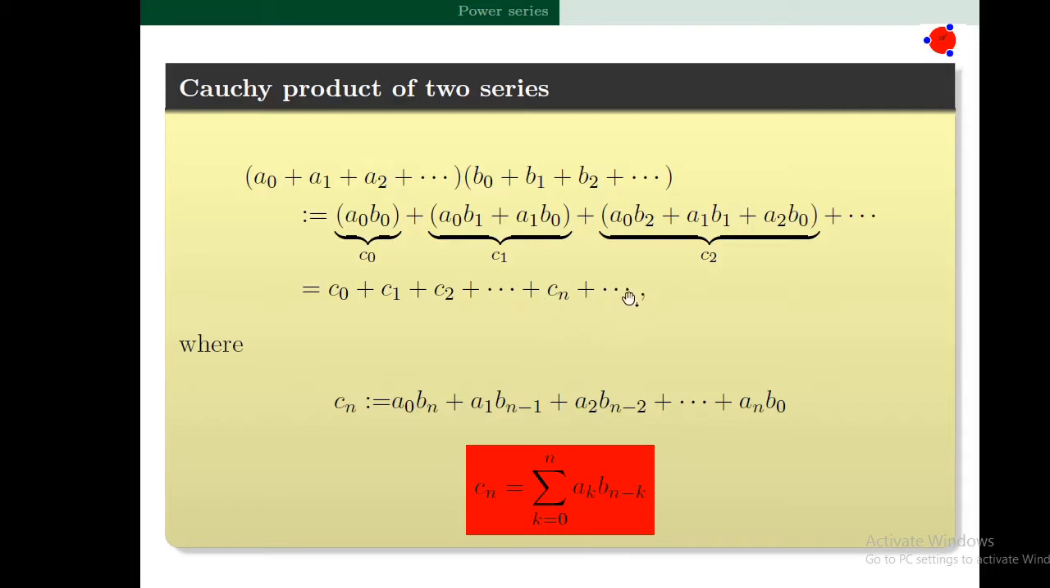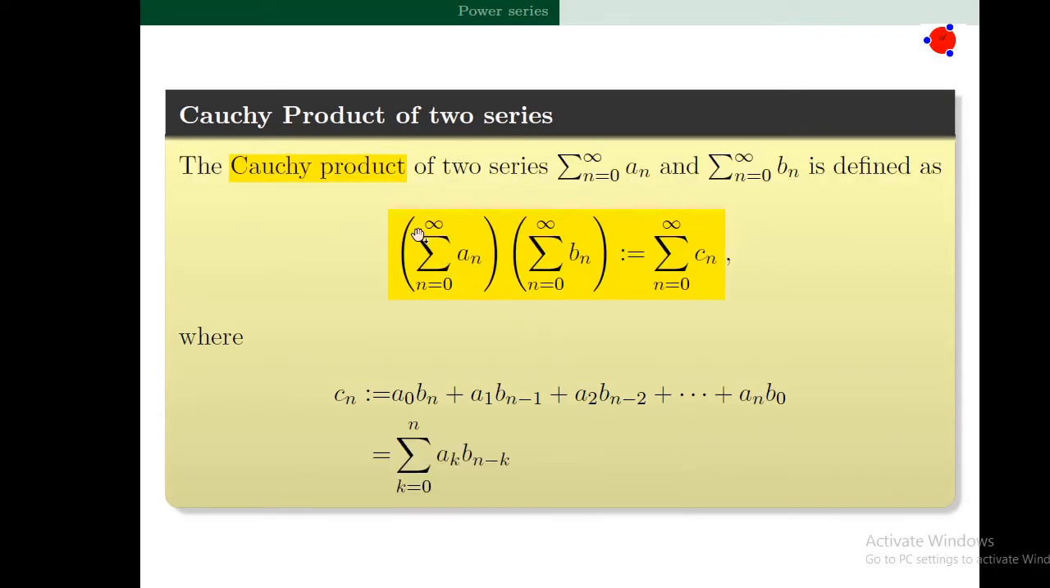plus cn plus etc. In general, the nth term of this series, cn, is equal to a0 bn plus a1 bn minus 1 plus a2 bn minus 2 plus etc. plus an b0. Note that the nth term of the series is the sum of n plus 1 terms. Note that the sum of the suffixes of each term, here 0 plus n, is n, 1 plus n minus 1 is n, 2 plus n minus 2 is n, and the sum of the suffixes of the last term, n plus 0, is n.